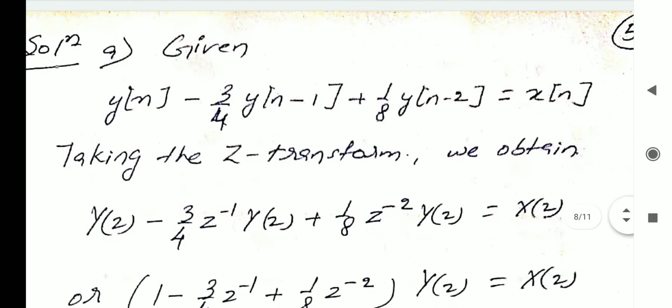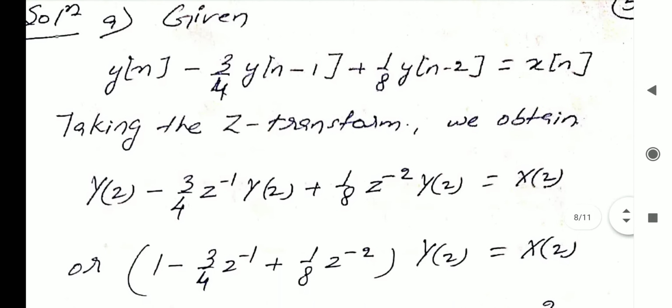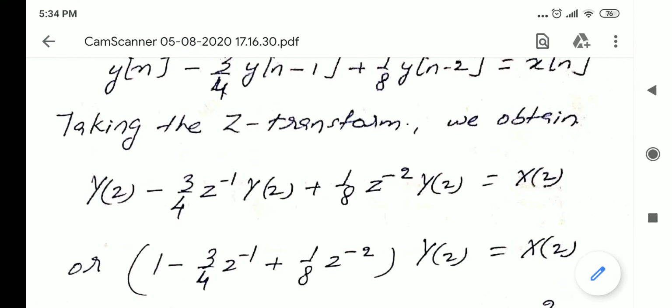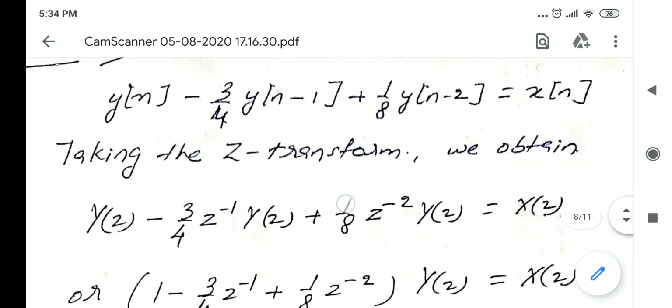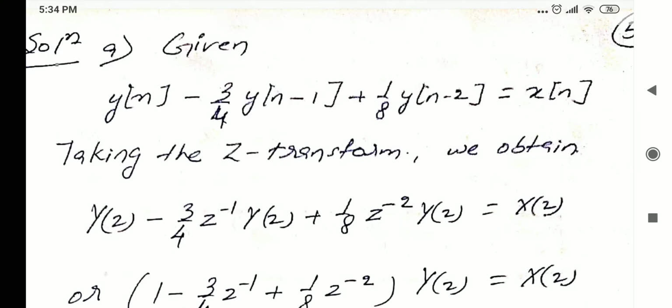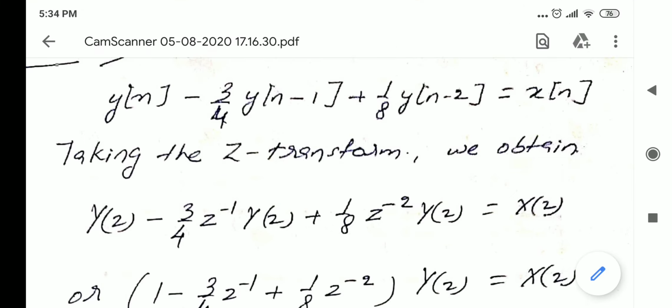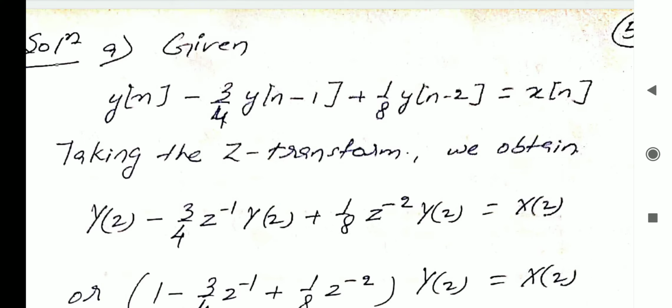Now we'll take the z transform. We obtain y of n, whose z transform is Y(z) directly, minus 3 by 4. Now here we are given y(n) minus 3 by 4 y(n minus 1); taking the z transform of it, this becomes z to the power minus 1 Y(z), due to the property of time shifting. And plus 1 by 8 y(n minus 2), which is z to the power minus 2 Y(z), equals X(z).